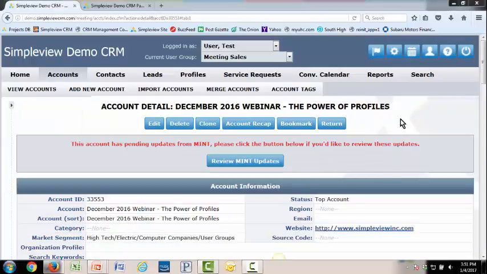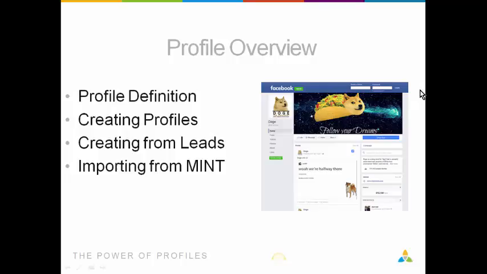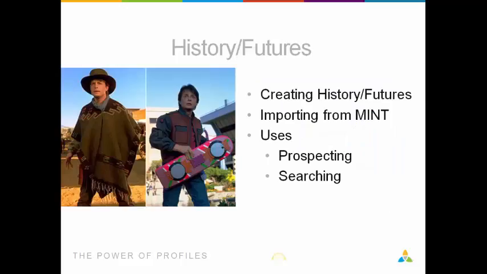So that kind of brings us through an overview of the profile. We looked at what the profile is, a couple of different ways we can create profiles, both from the account and the shortcut creating from the leads, and also importing those profiles from Mint. So now that we've created our profiles and put in the basics, next we want to take a look at history and future records as part of the profile.